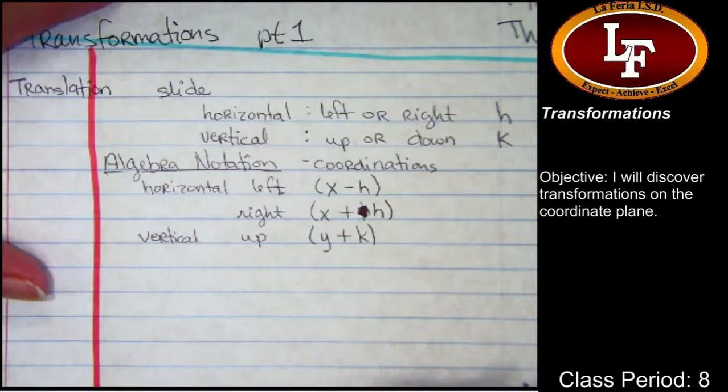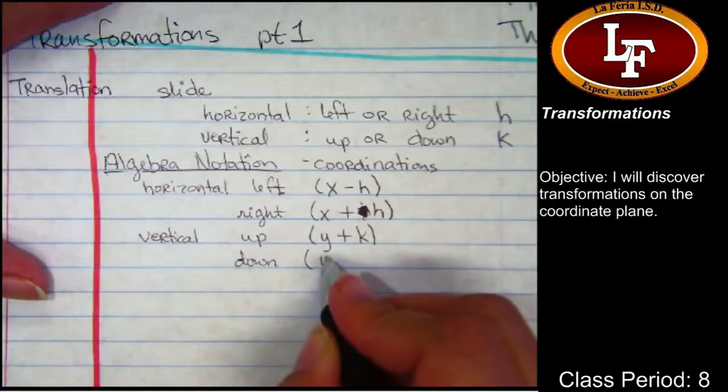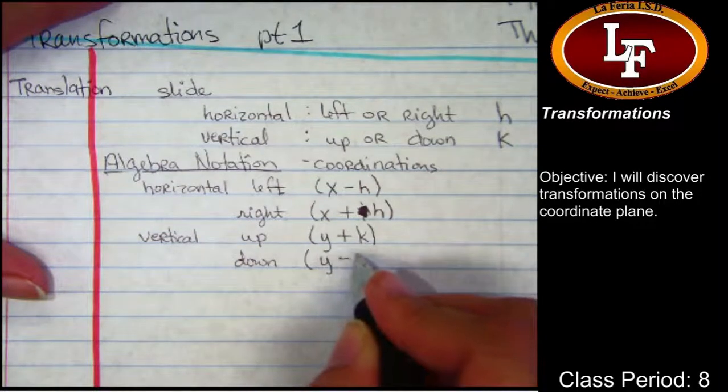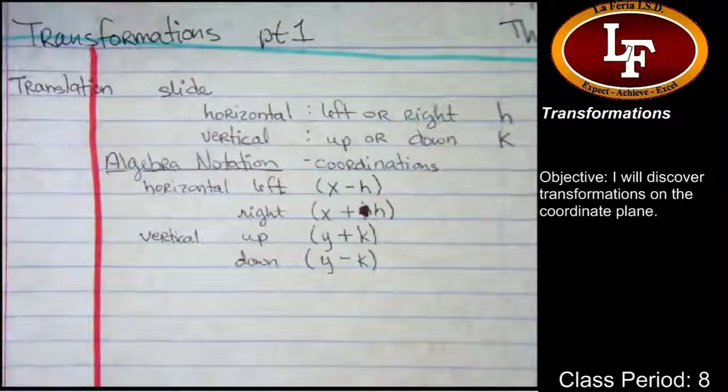If you go up, you add k units to the y-coordinate. If you go down, what do you think you might do? Subtract. Yeah, subtract which one, the h or the k? The k, because we're on the vertical, we're going down. Nicely done.